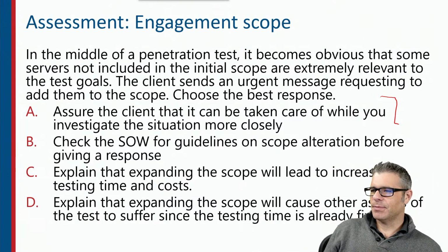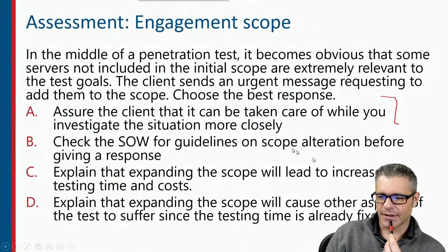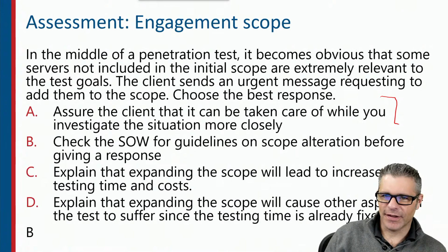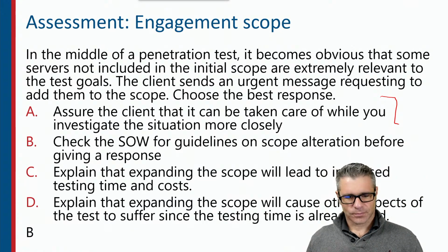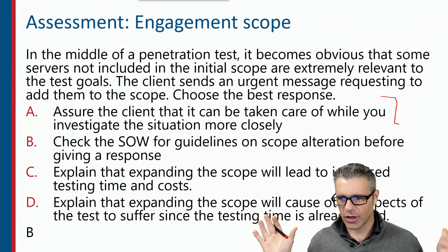B. Yeah, I liked B for that one. That's where I was gonna go to. B. Yeah, good idea. Check the guidelines. We have a document that says exactly this. Okay, that is all of the engagement scope.